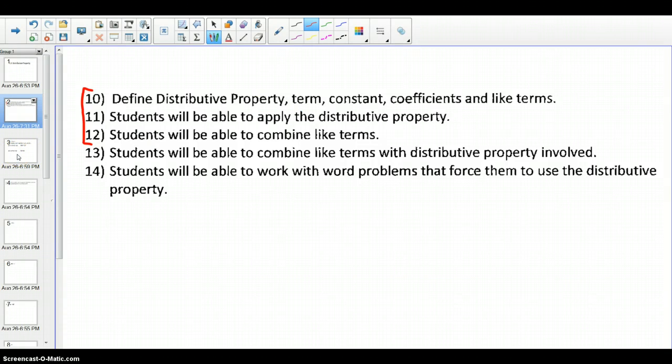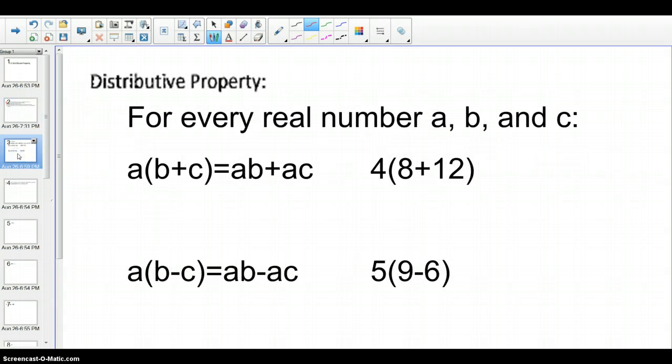But let's first look at the idea of what the distributive property is. For every real number that we're looking at, A, B, and C, the following is true. If I look right here, this talks about the idea that we have A in front of a quantity B plus C, and what this is equal to is AB plus AC. So what we're doing is we're taking the A and multiplying it times the B, and we're taking the A and multiplying it by C.